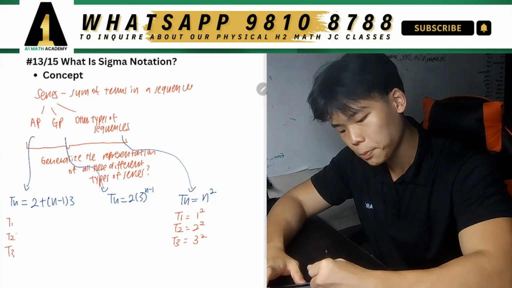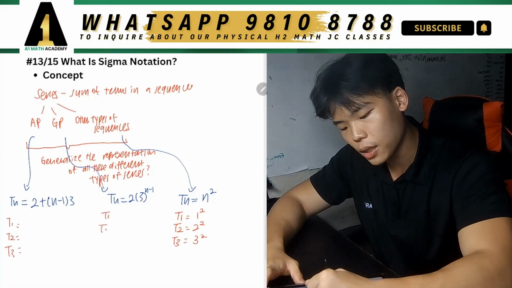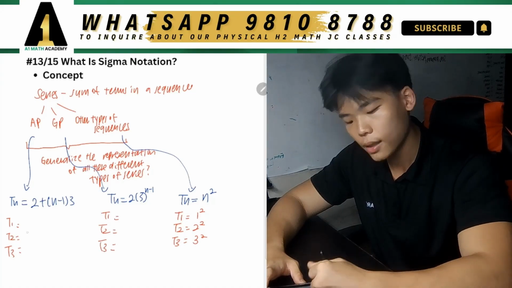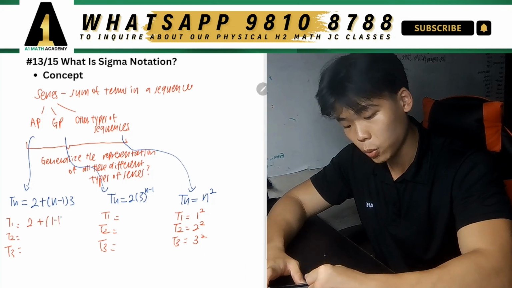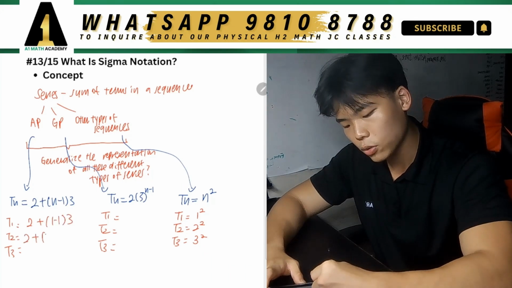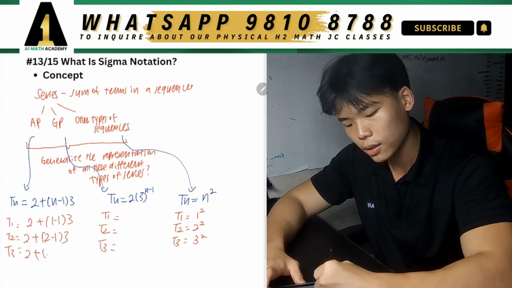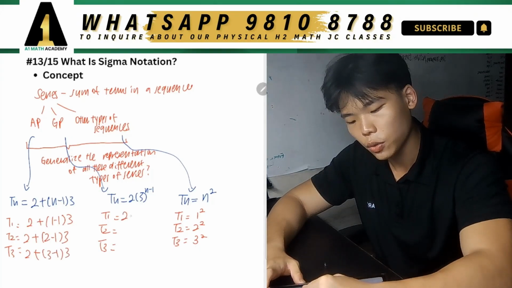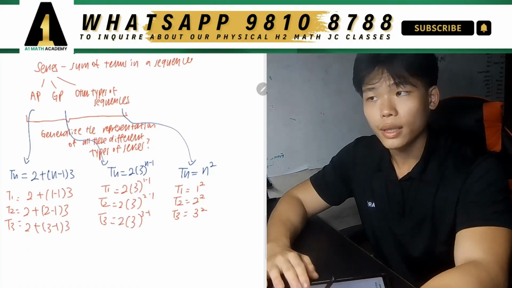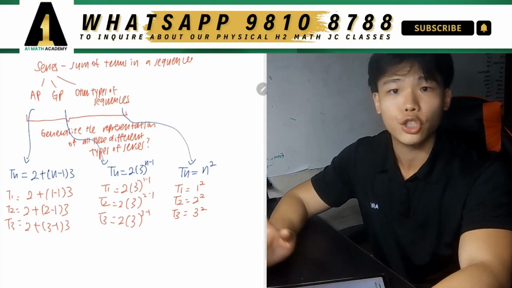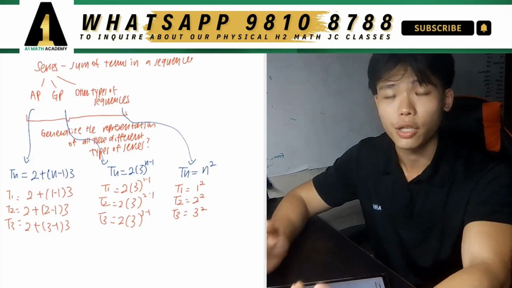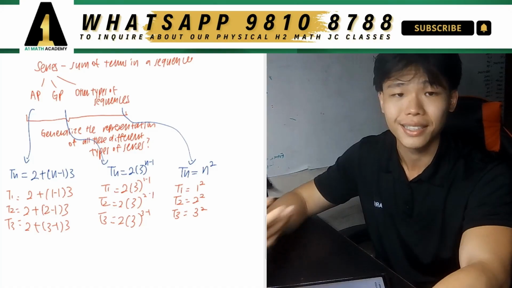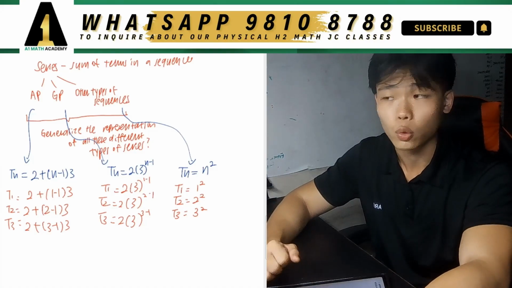So if I were to explicitly state the T1, T2, T3 for all of this, right? Now, this one over here, it will be 2 plus 1 minus 1 times 3, 2 plus 2 minus 1 times 3, 2 plus 3 minus 1 times 3. Now over here, this will be 1 minus 1, 2 minus 1, 3 minus 1, right? So you can see that different series have different general terms, and different general terms means that the terms look different. But what's a generalized way of expressing the series of all of this? It will be down to sigma notation.